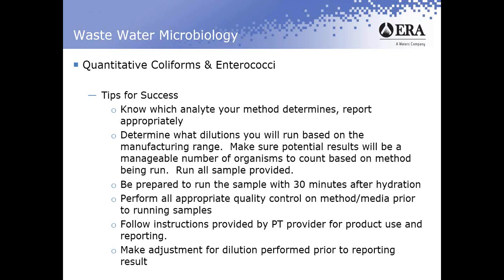Determine what dilutions will be run based on the manufacturing range. Again, make sure that you're going to create a plate or a filter that's going to be a manageable number of organisms for you to count based on the method that you're running. And you want to run all the sample provided. So do a dilution across that will cover the entire range and will consume all of the sample. 1 mil, 2 mil dilution, 5 mil, 10 mil, 25 mil, 50 mil. If you run all of those dilutions, you're going to give yourself enough information to report a result that covers the entire manufacturing range pretty much every time.